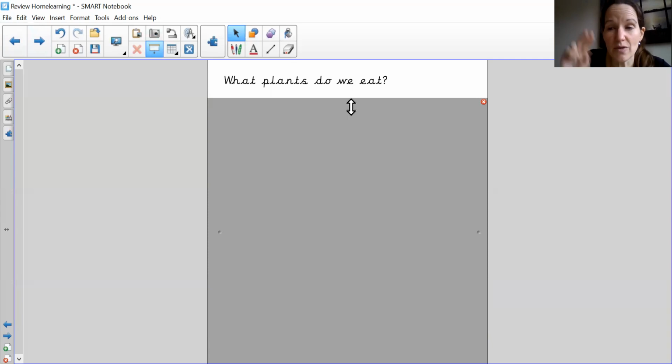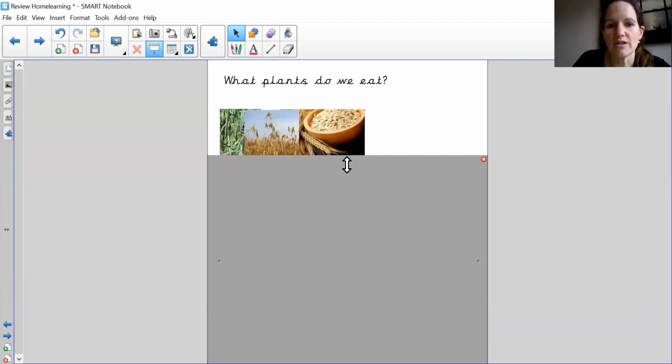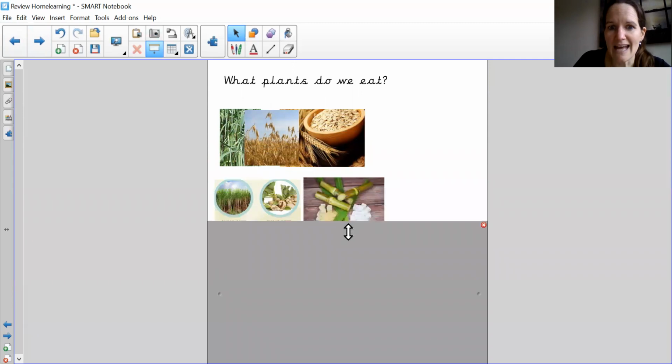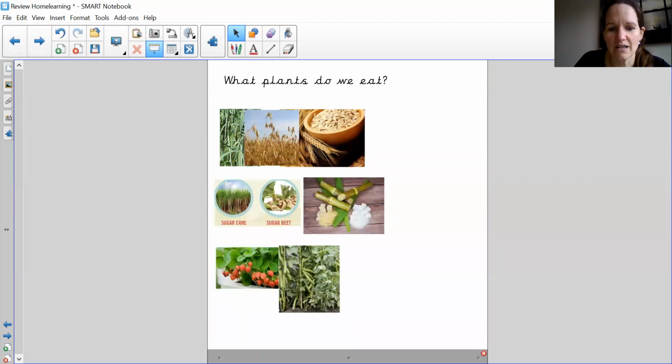Now, do you remember those 2 ingredients we learned about from the flapjacks? What were the 2 ingredients we learned about that came from plants? Well done if you had said the oats and the sugar. That's right. So the sugar came from the sugarcane plant and the oats came from the oats. There they are. And yeah, strawberries, beans. So we eat a lot of plants. So you can remember that.